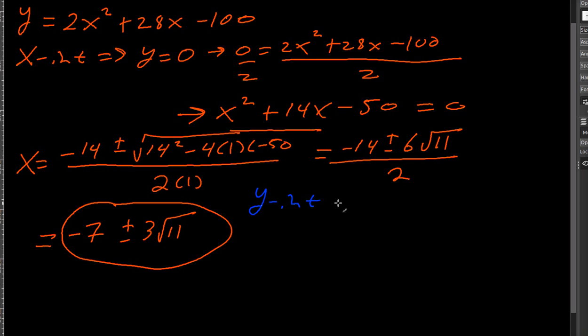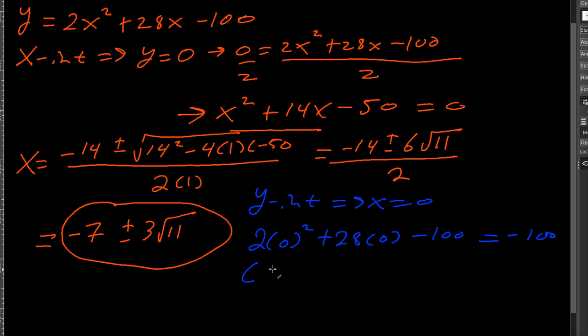That's the easiest part. So this implies that x equals 0. If x equals 0, then you have 2 times 0 squared plus 28 times 0 minus 100, and that equals negative 100. So our y-intercept is simply 0, negative 100. Okay. So this should help you with problem 9.